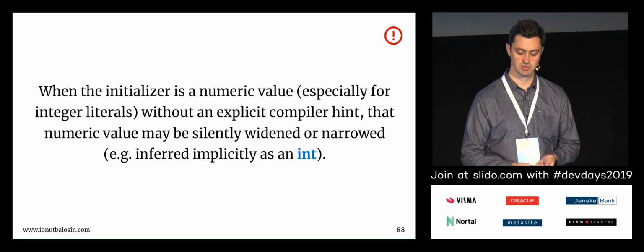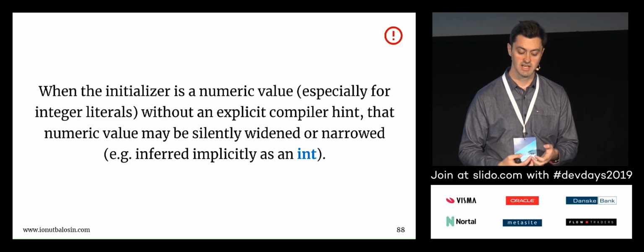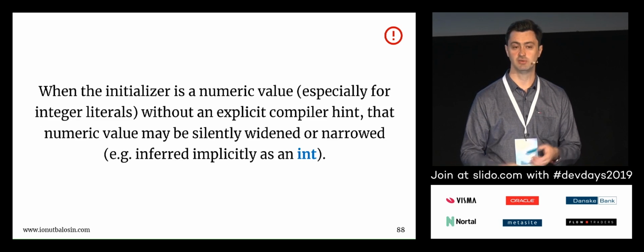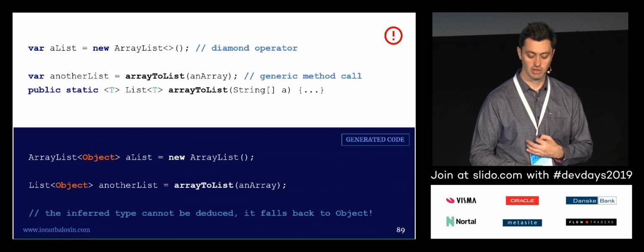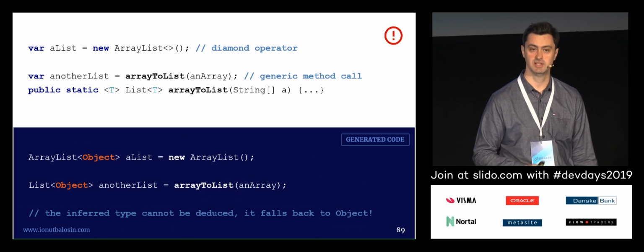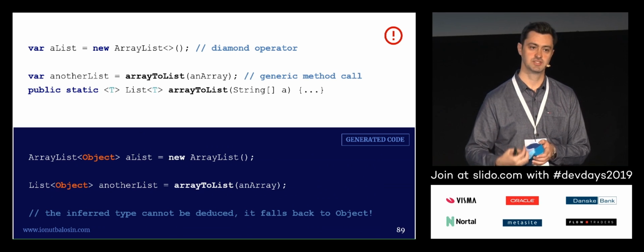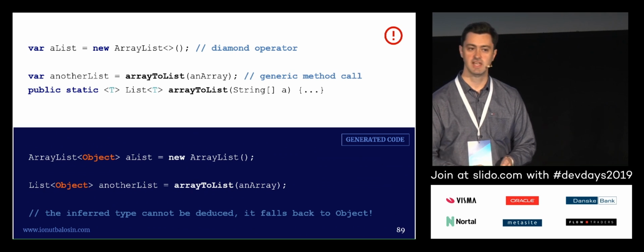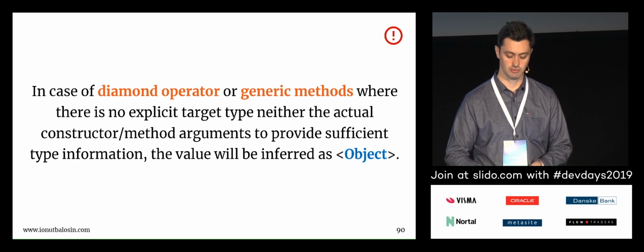And here it's actually what I was saying. When you have a numeric value, especially for integer literals, you might be surprised or not, because they might be widened or narrowed to the integer implicitly, and you might, for example, lose some numbers. The second thing is when you call, for example, generic methods, when you use the diamond operator, sorry, if there is no target type to deduce the real type, or neither the constructor or the argument method tells you that, again, it falls back to Object. This might be a trap in some cases, so be careful with this.